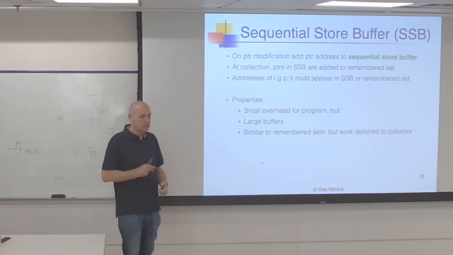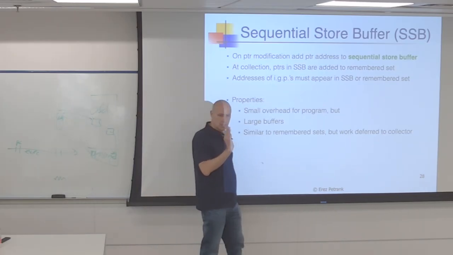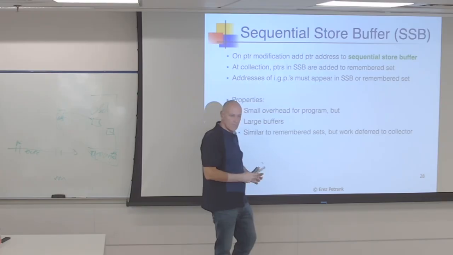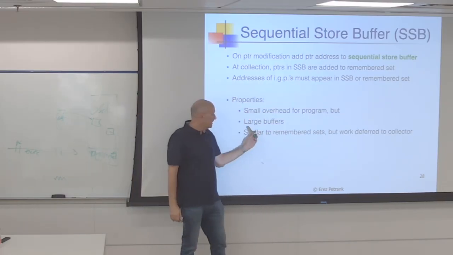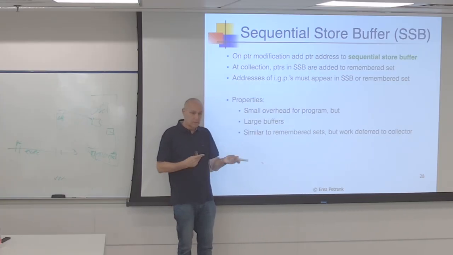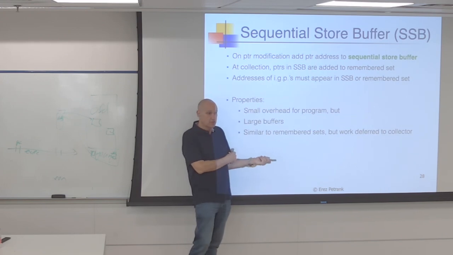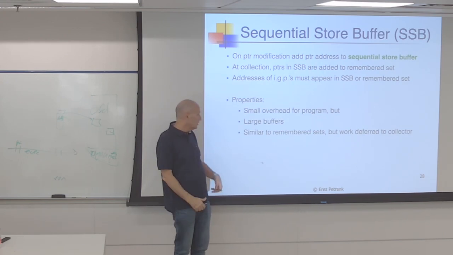So this means the program just writes pointers to a buffer, and the collector does what it wants with them. This is the way it works. The properties are a small overhead for the program, but buffers get larger and larger as the program runs. You can decide to stop and do a garbage collection in order to not let the buffers go very large.